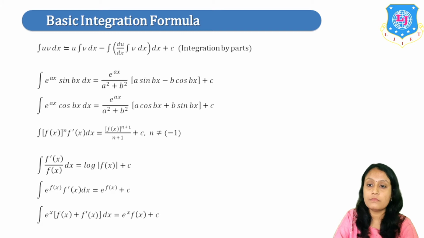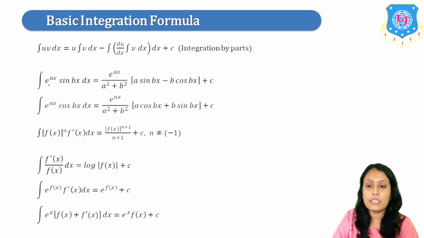Now integration u into v dx. Okay, so this result is known as integration by parts. Now the formula is u integration v dx minus integration of du by dx times integration v dx, plus c.